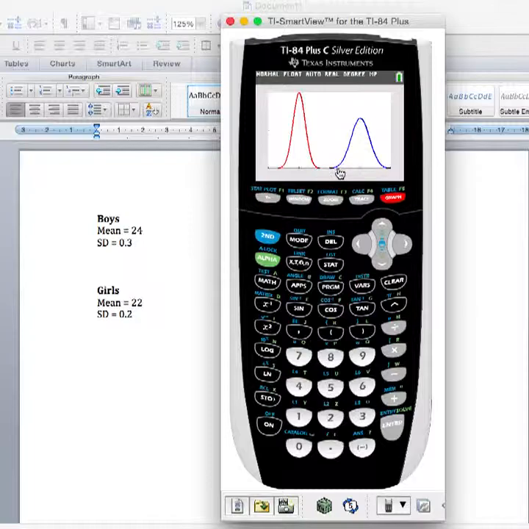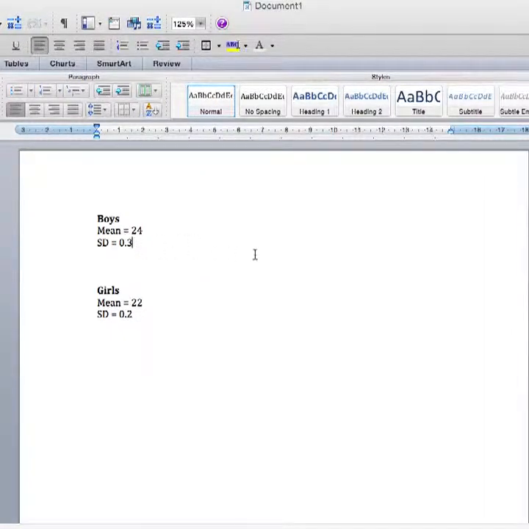Now, because there's no overlap, there's virtually no chance that even if I choose boys who score as low as possible and girls who score as high as possible, that next time the result could be reversed, that the girls could score better than the boys. So in this case, I have a lot of confidence in my result to say that boys on average score higher than girls. However, suppose my results had been slightly different.